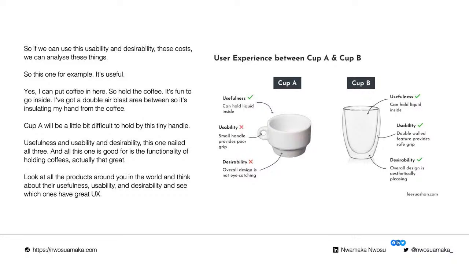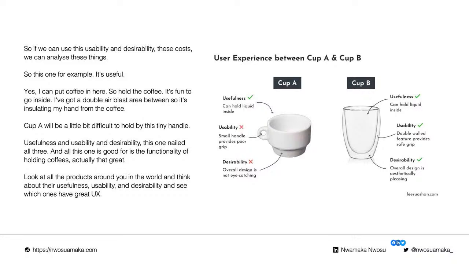Now, cup B is useful. It passed the useful mark and then the usability mark. You would notice in cup B that it has an inner layer inside. What that inner layer does is that if I have hot tea inside, I can hold cup B without being scared of getting my hands burned or burning myself.